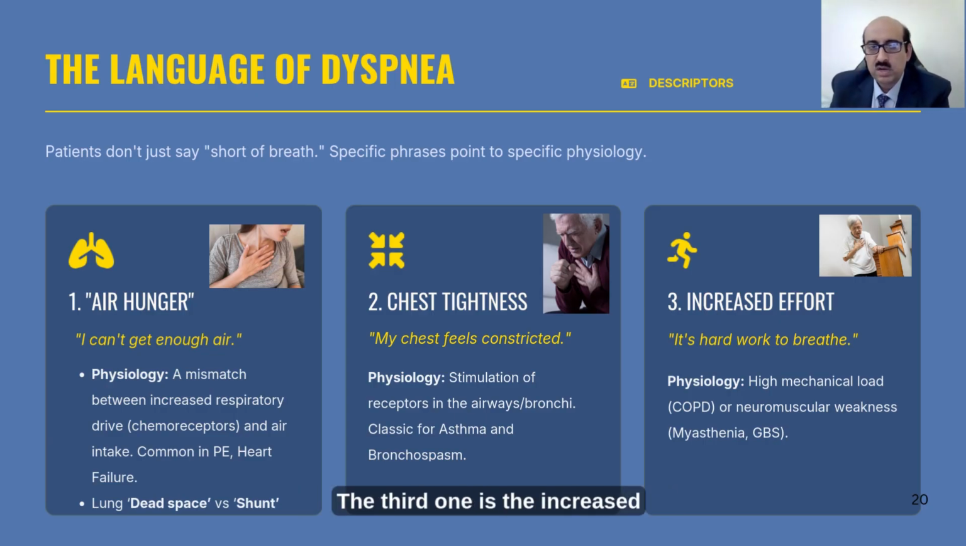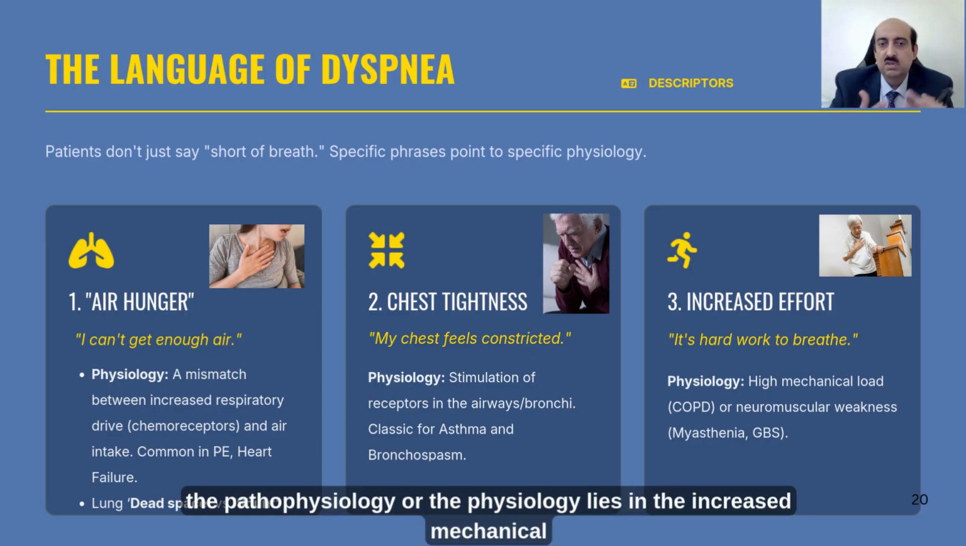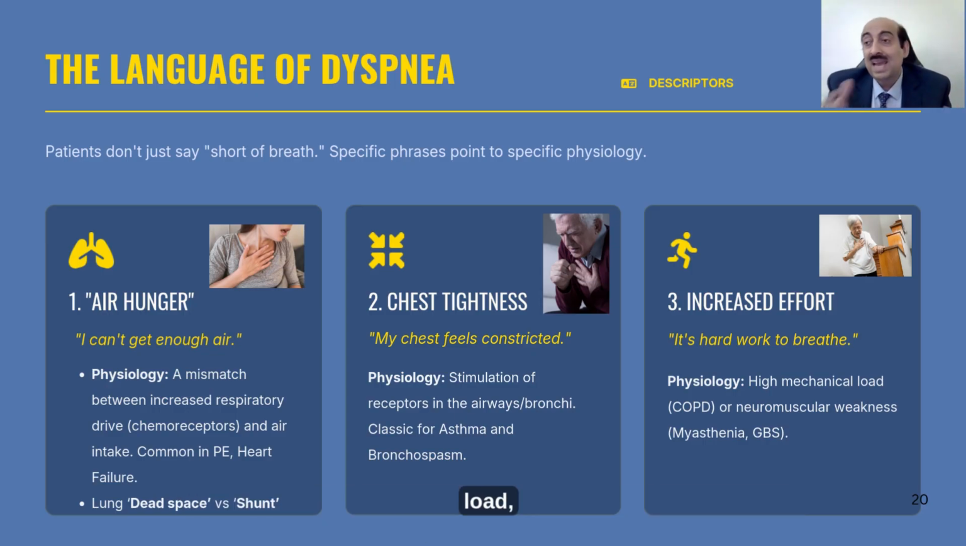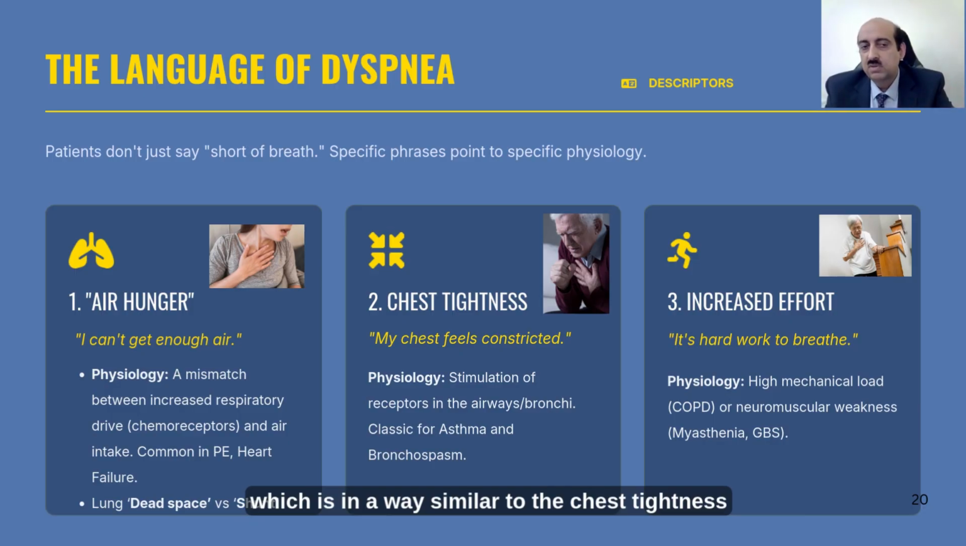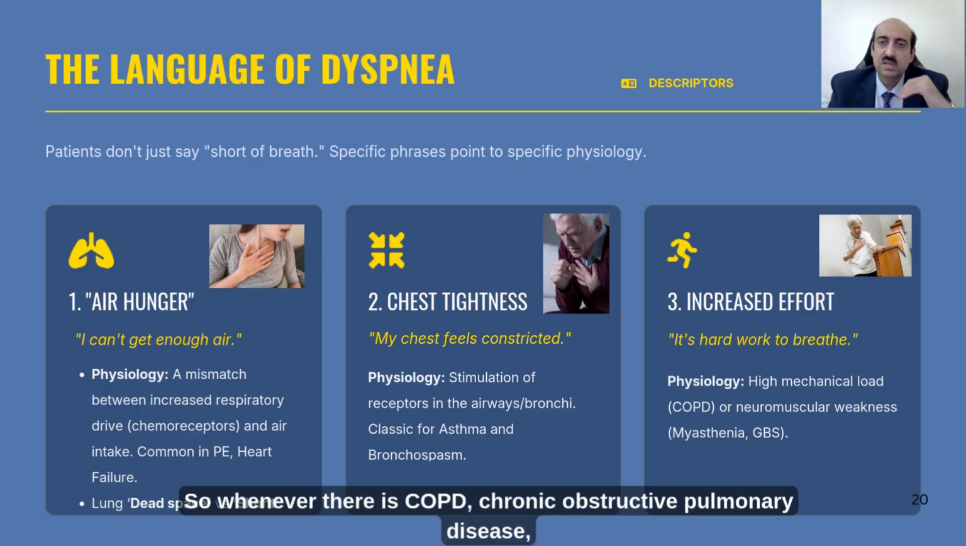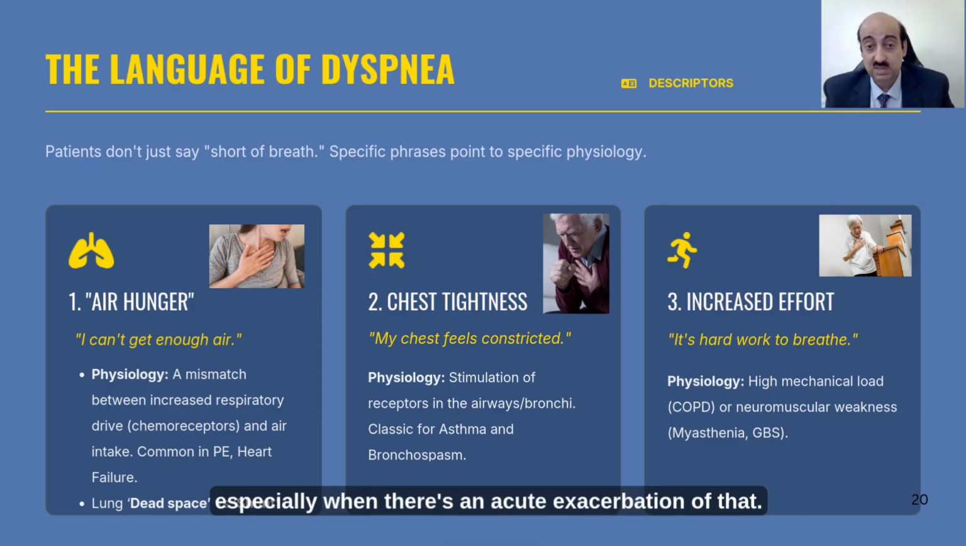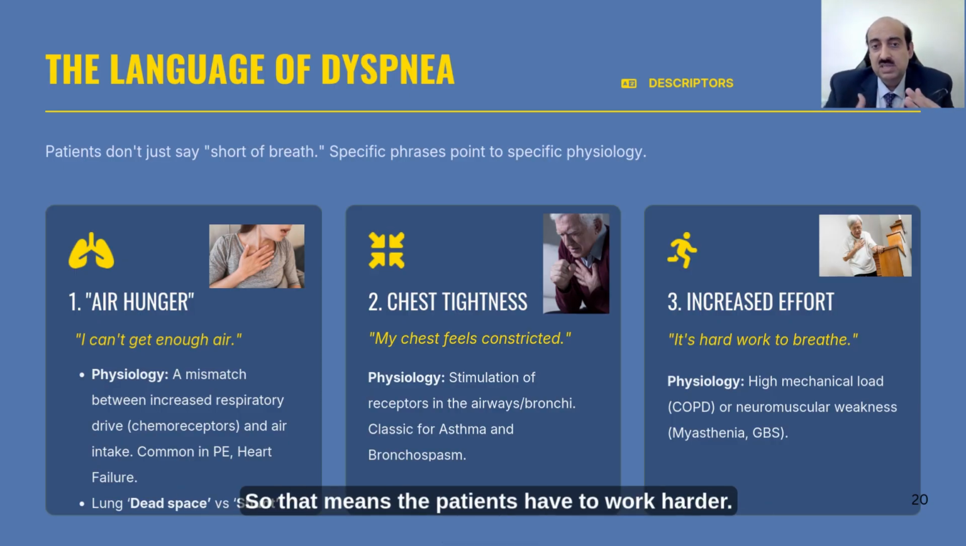The third one is the increased effort. So the patients describe as if it's hard work for me to breathe. And here the pathophysiology lies in the increased mechanical load, which is in a way similar to the chest tightness type. So whenever there is COPD, chronic obstructive pulmonary disease, especially when there is an acute exacerbation of that, the patients have to work harder.